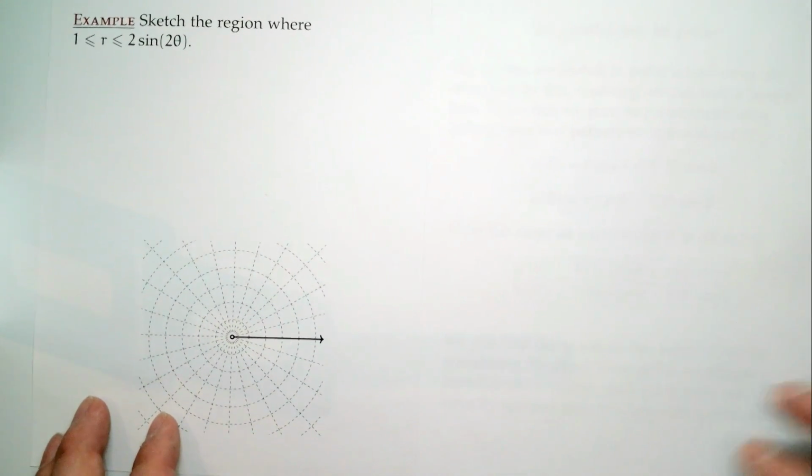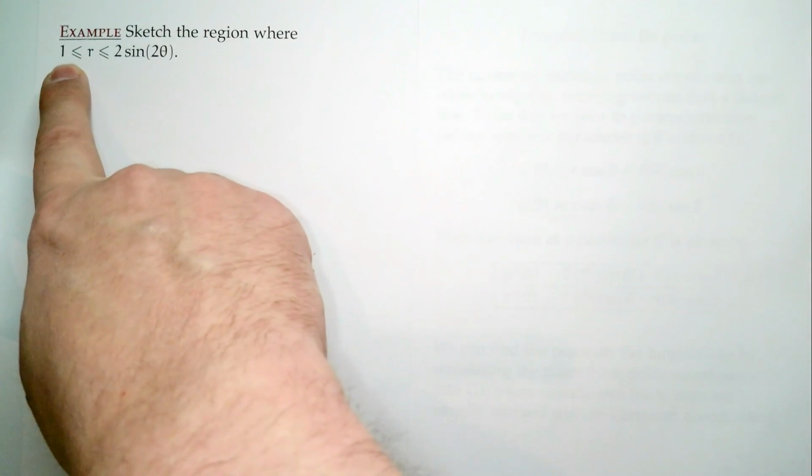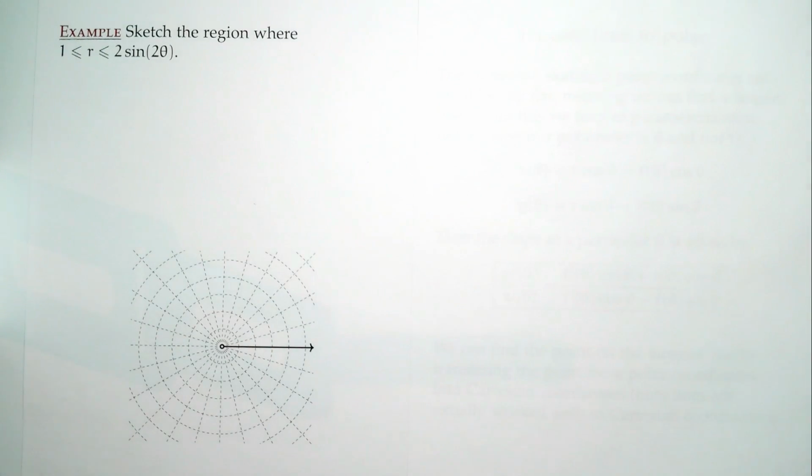One more sketching problem. Sketch the region where 1 is less than or equal to r is less than or equal to 2 sine of 2 theta. All right, this should be a little bit easier, nothing crazy. First off, let's start with 1 is less than or equal to r. What does that r equal 1 look like?